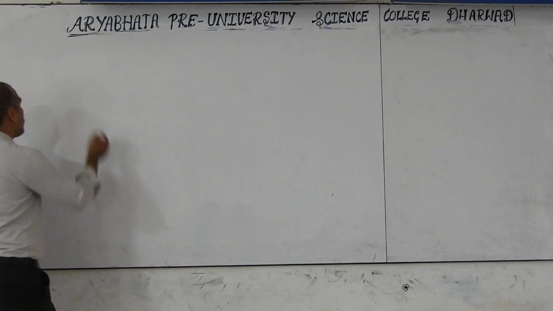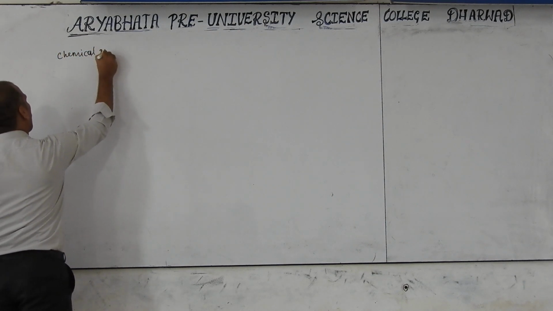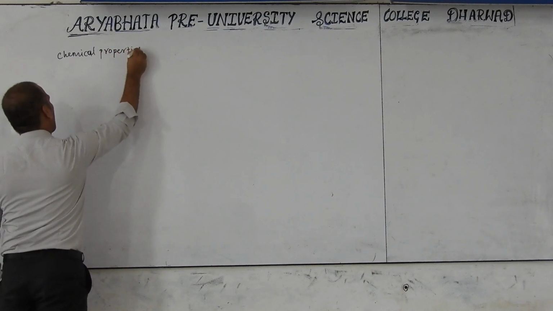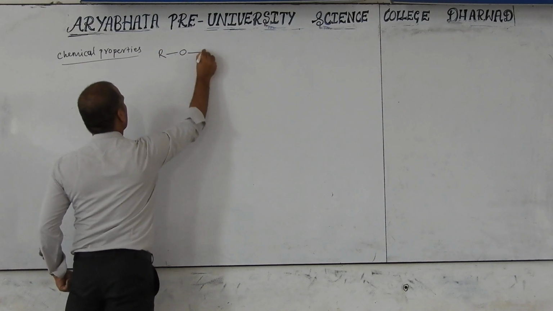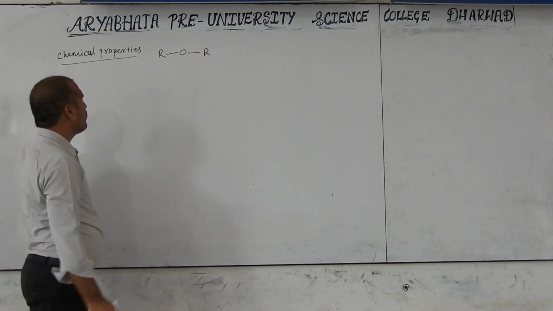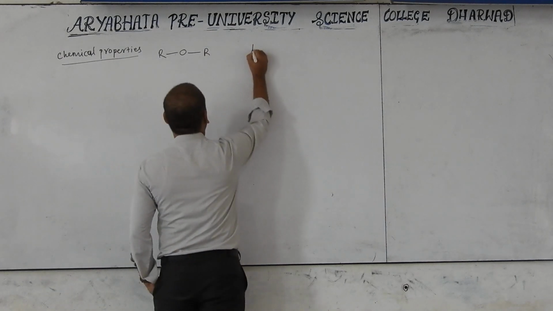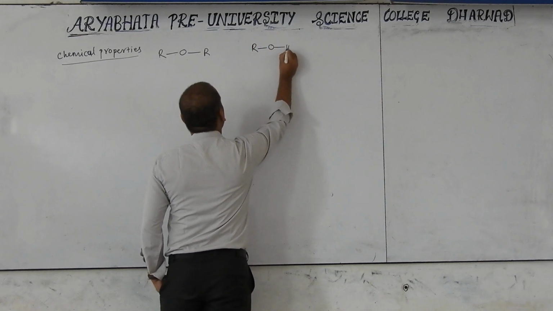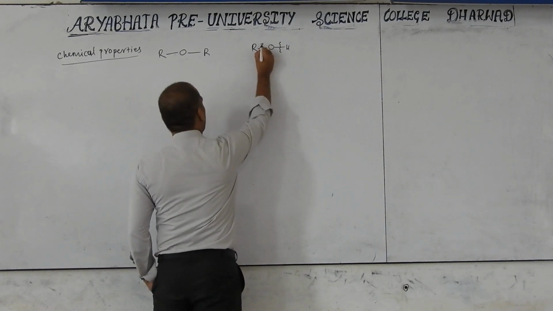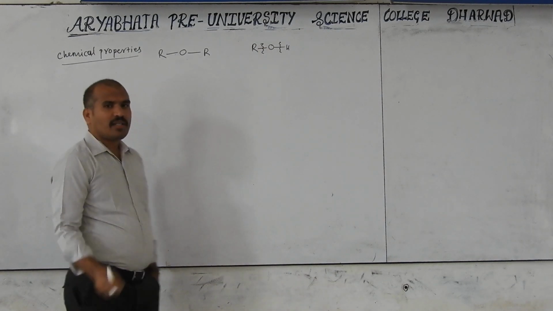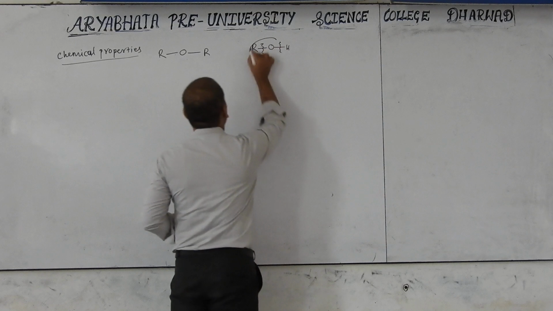Now we will discuss the chemical properties. So in chemical properties, we know the ether formula. Then how many types of reactions are possible? In the alcohol chapter also we discussed like this, ROH. One is OH bond breaking, another is CO bond breaking, and another is other reactions. Like this we discussed in the alcohol chemical properties. So this is already completed.